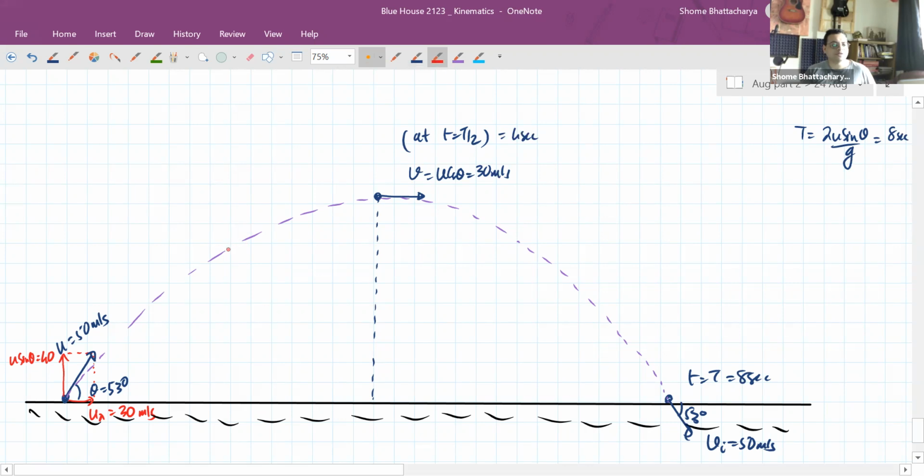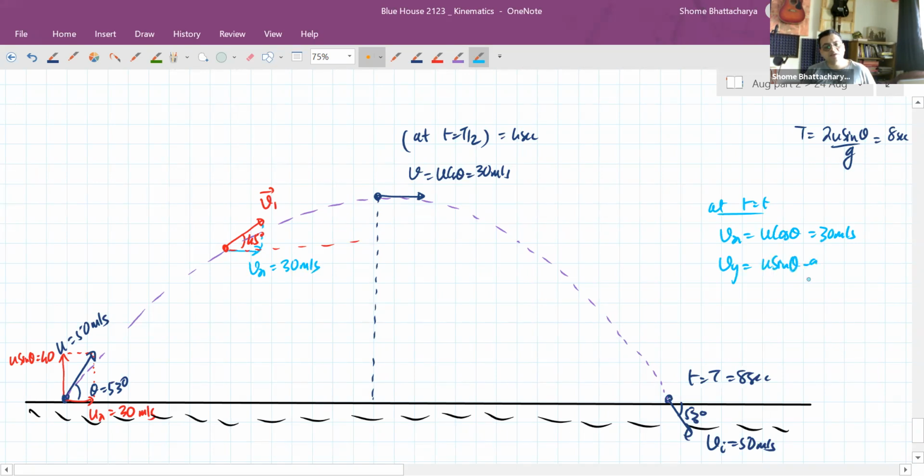At some point of time over here, if the velocity is V1 such that the angle it's making with the horizontal is 45 degrees, this is what is given to us. Now if you compare this situation with here, the horizontal component of velocity always remains constant. So this Vx will remain equal to 30 meters per second. At any time t, Vx remains u cos theta, which in this case is 30 meters per second. But it is Vy which is changing with time. It is u sine theta minus gt. So in this case, it is 40 minus 10t.